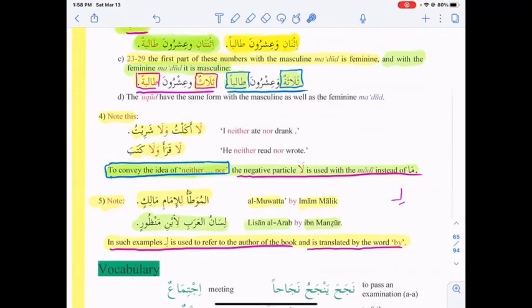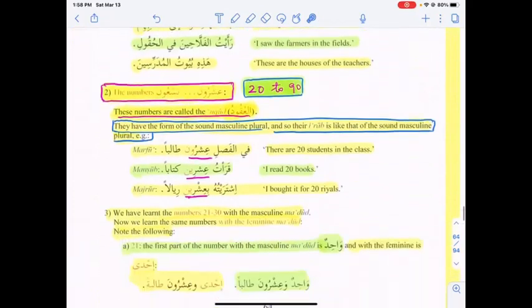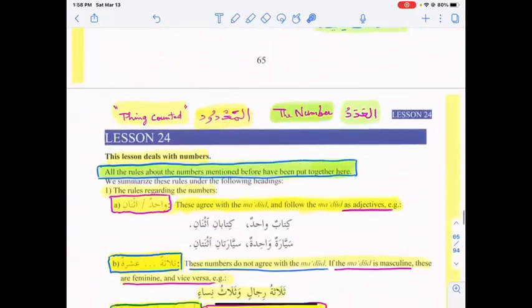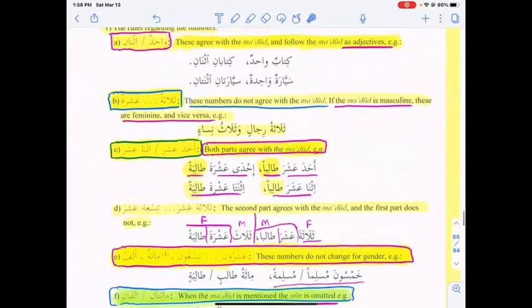Lisanu Arabi. This is a very famous dictionary. Lisanu Arabi libni Manzurin. The author is Ibn Manzur. In such examples, li is used to refer to the author of the book, and it is translated by the word by. So you have to remember this. That's it, my brothers and sisters. We are done here. And now that these are the numbers, if I have time, I will go through them here again.